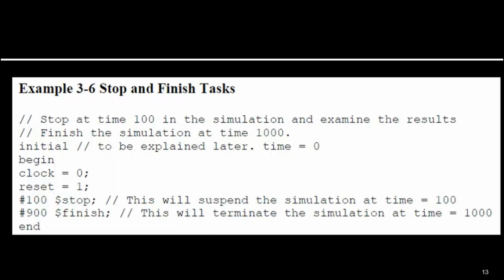So these are the 4 important system tasks used in Verilog programming. What are the system tasks? The first one is display, the second is monitor, the third is stop, and the fourth is terminate, that means finish. So these are the important system tasks used in Verilog programming.